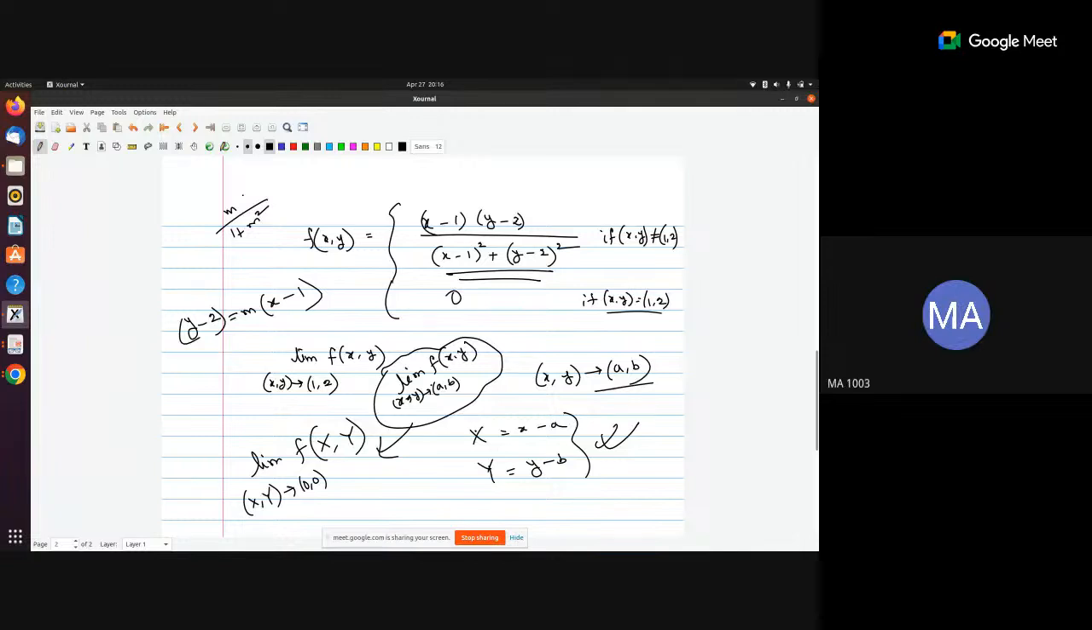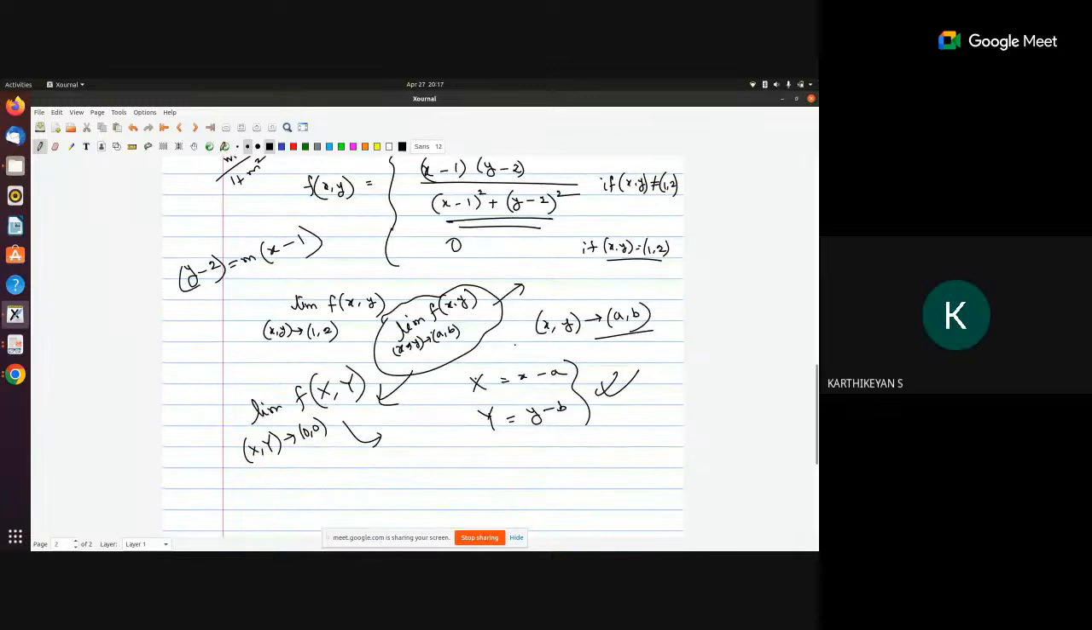After translating this to origin, 0, 0, if the new function's limit exists, then the original function limit is this, right? Exactly. Because you're just transforming your function to a defined coordinate system. The function is remaining the same, only the coordinate system is changing. So it will not affect the limit at that point. So if this limit does not exist, then this also must not exist. Understood?